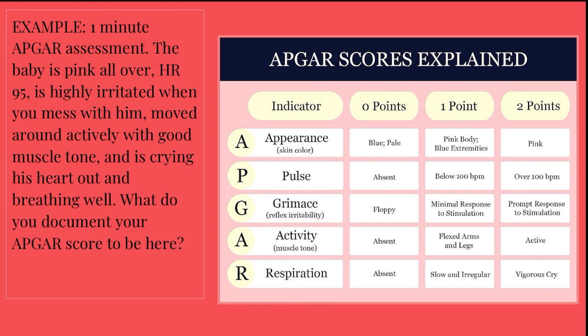So, example number 1, Apgar assessment. The baby is pink all over. Heart rate is 95. He is highly irritated when you mess with him. Moves around actively with good muscle tone. And is crying his heart out and breathing well. What do you document the Apgar score to be here?